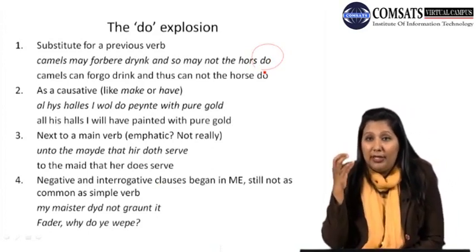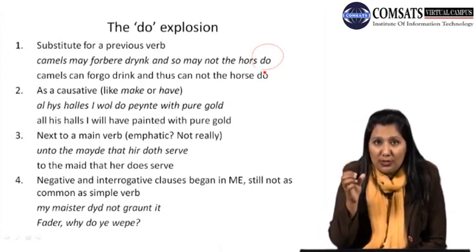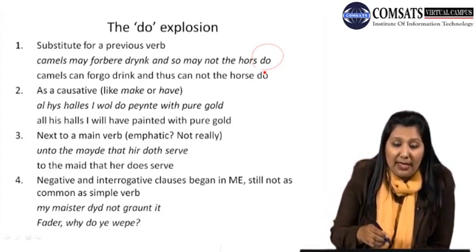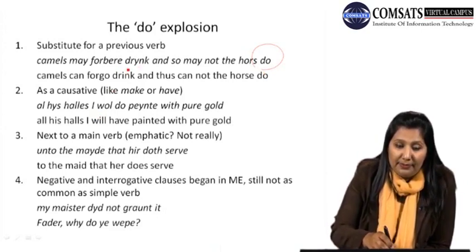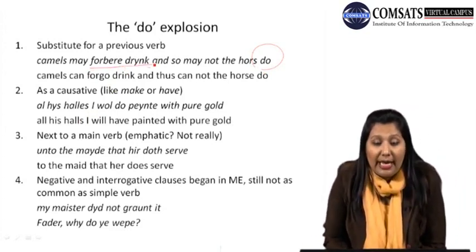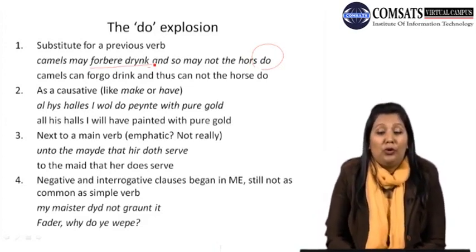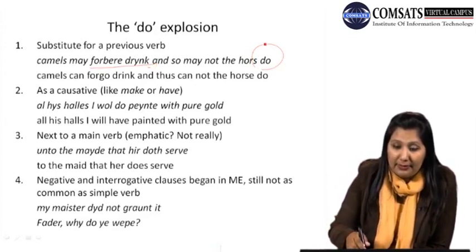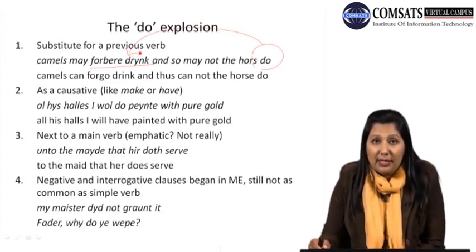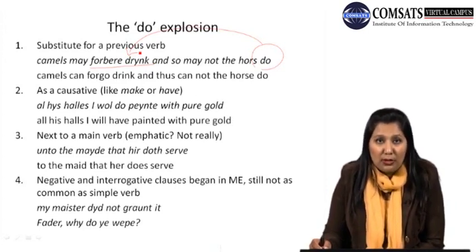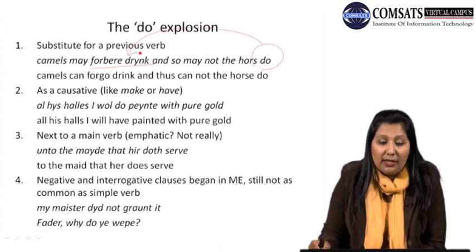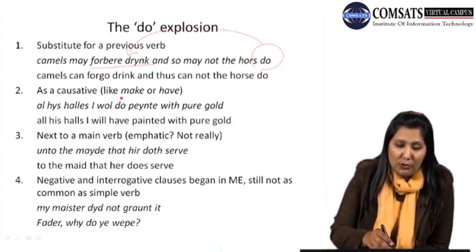When in Middle English the word do was used, it means that it is referring to the previous verb that was used. "Camels may forbear drink, and so may not the horse do." Camels can forgo drink, and thus cannot the horse do. Yes, do is referring back to the previous verb. So the do in this sentence is a substitute for the verb that has already come in that sentence. As a causative, like make or have, it is also used sometimes.